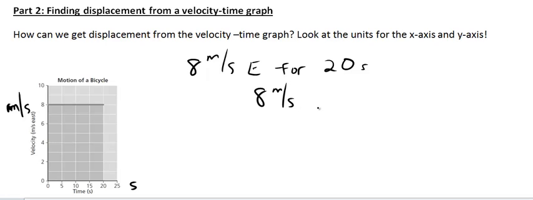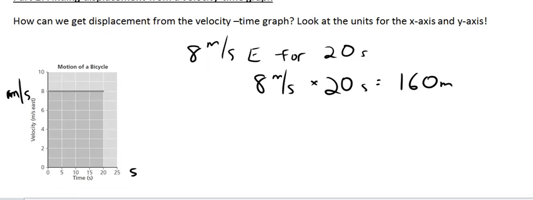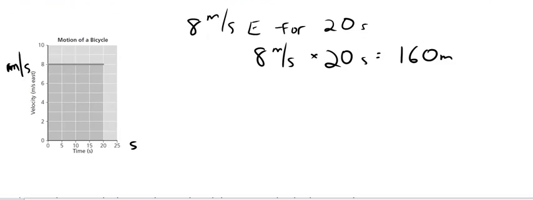Okay, well 8 meters per second times 20 seconds gives us 160 meters. You could probably do that in your head. But let's look at the units here. If we just look at the units, this is meters per second, and we're multiplying it by seconds. Seconds will cancel, and the only unit left is meters, which is the displacement.